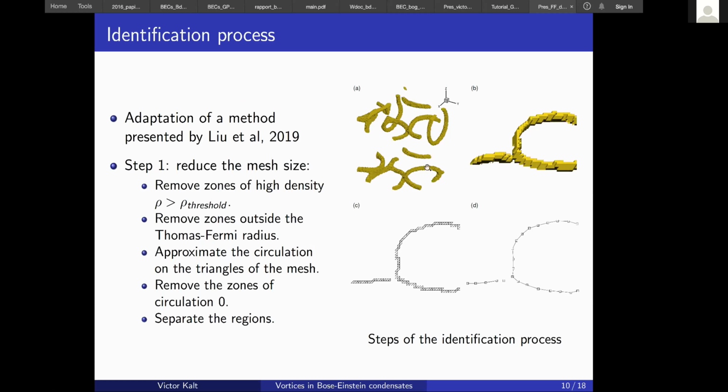The last step is to separate the regions. So here we see that you have multiple vortex lines that correspond to non-connected regions of the mesh. And we can separate the problem by studying those regions separately. So an example is presented in figure B here, where we have one region that will contain two lines.